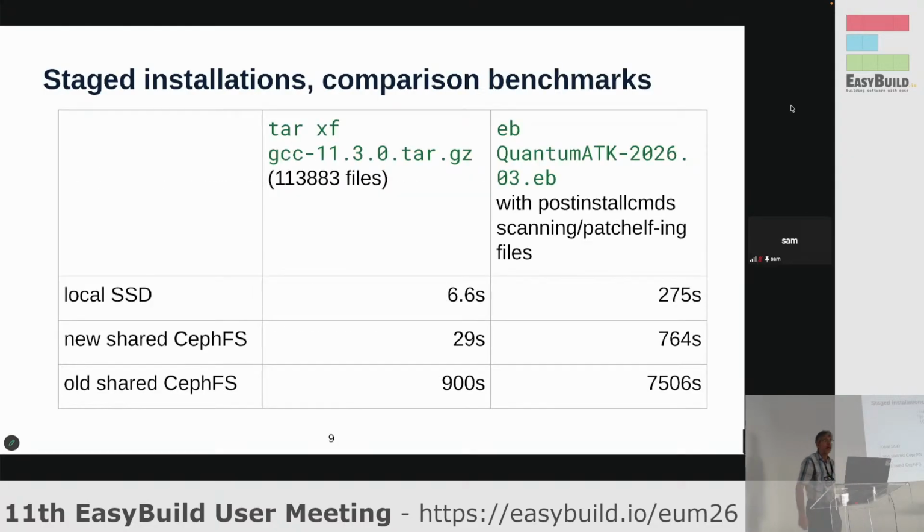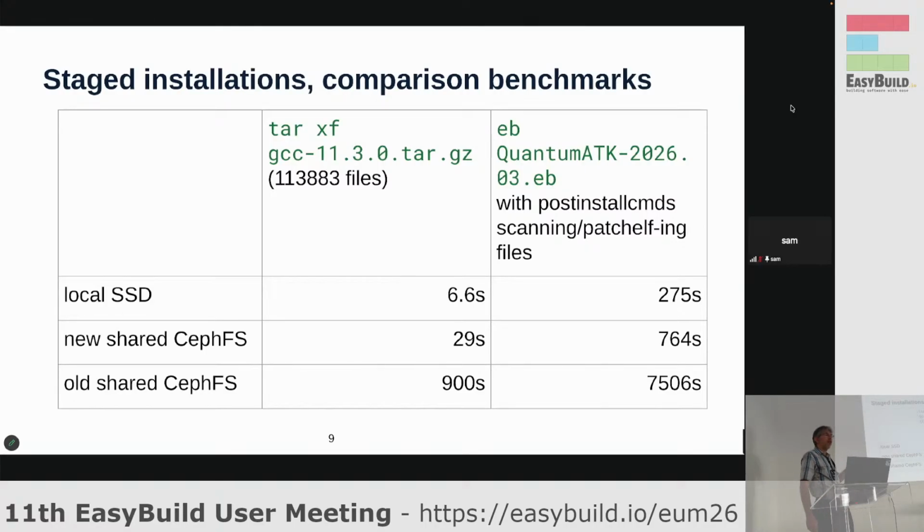So here are some quick benchmarks. It's just a random tarball. Try to untar it, the TCC with about 100,000 files. And same for a binary package called Quantum ATK. It just happens to have about the same number of files as that TCC tarball. And you see that on a local SSD, it goes extremely fast, like unpacking TCC, 6 seconds. And on CephFS, it could take 30 seconds, but that's on a very new CephFS that we just got like a month ago. But we had an older CephFS that was still running on spinning rust, like older hard drives.